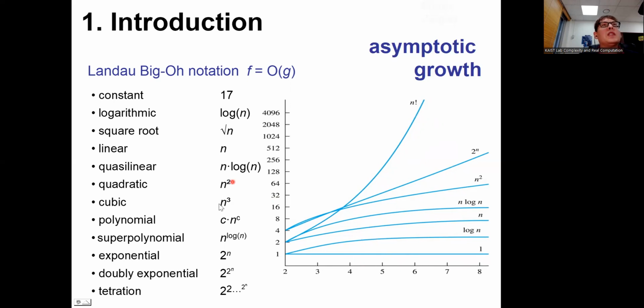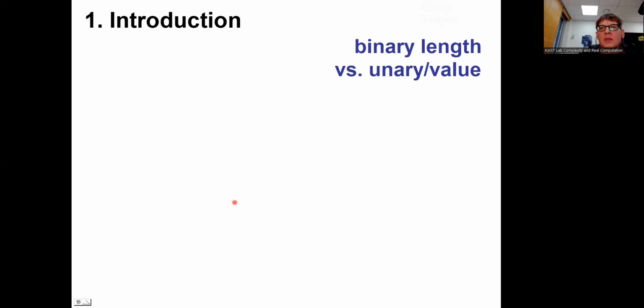And between any two of these classes, there's also a class in between. So this is by far not exhaustive. There are many more classes of asymptotic growth, just to give you a picture. I would also like to repeat the emphasis on not confusing the binary length and the unary length, which is basically the value.